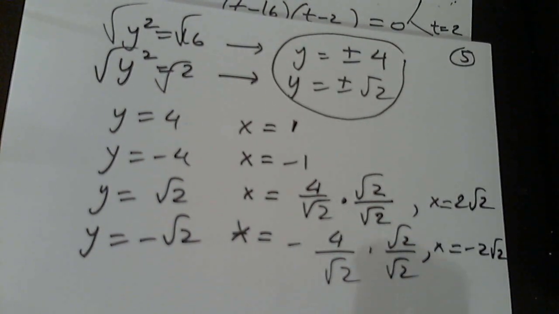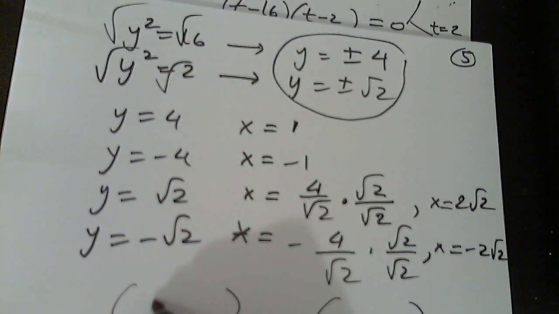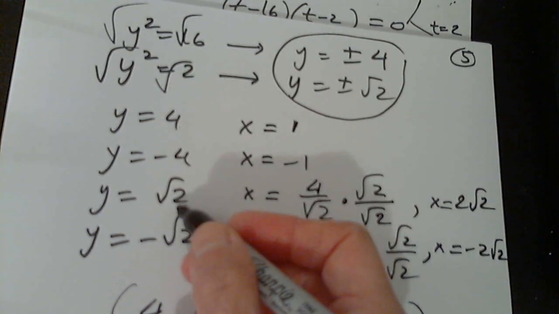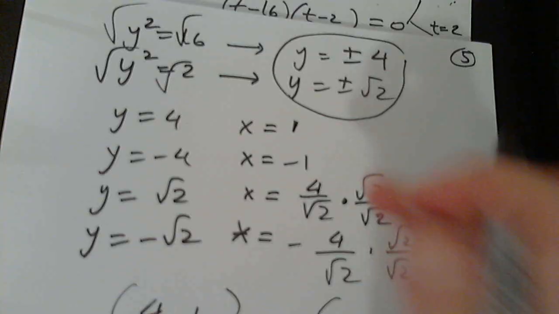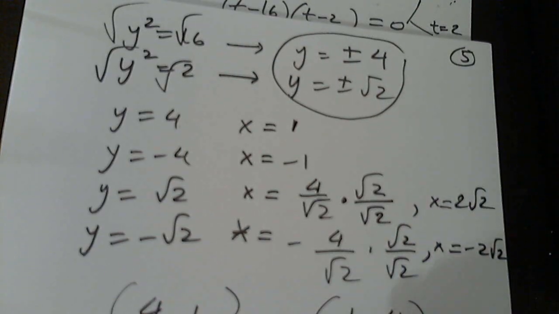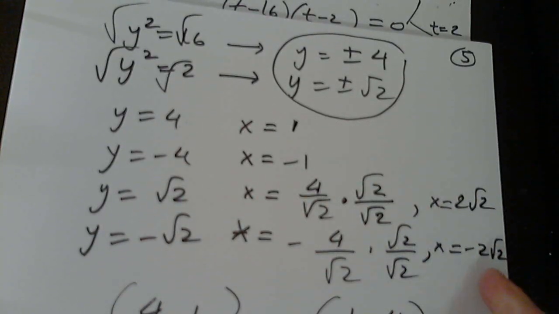So it happens that the system has 4 solutions. 4, 1. Negative 4, negative 1. 1, 4. Negative 1, negative 4. 2 the square root of 2, the square root of 2. Negative 2 the square root of 2, negative the square root of 2.